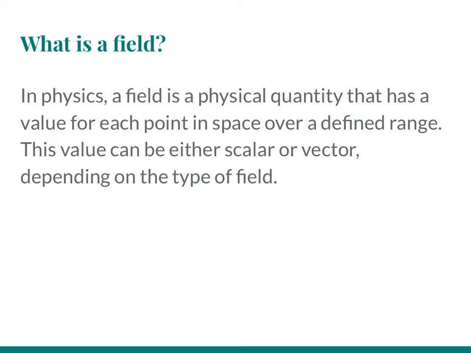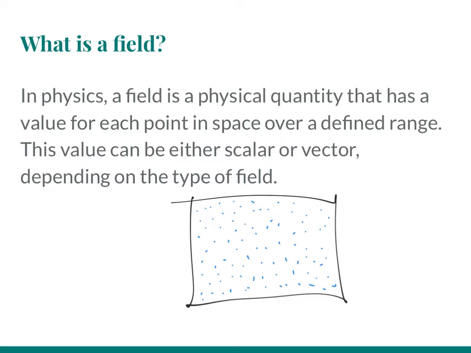So before we can get into electric fields specifically, we really need to talk about what a field is. Fields are physical quantities that have a value for each point in space over a defined range, which sounds like complicated mumbo jumbo, but what it really means is, say you're looking at this area right here, that every point in that area is going to have a value for something, and we'll look at a concrete example of that in a second.